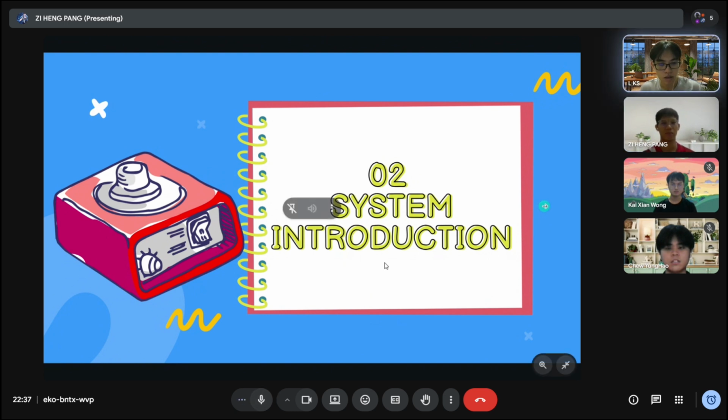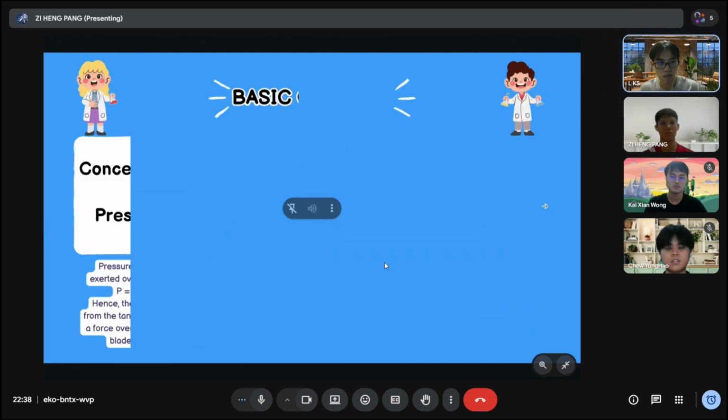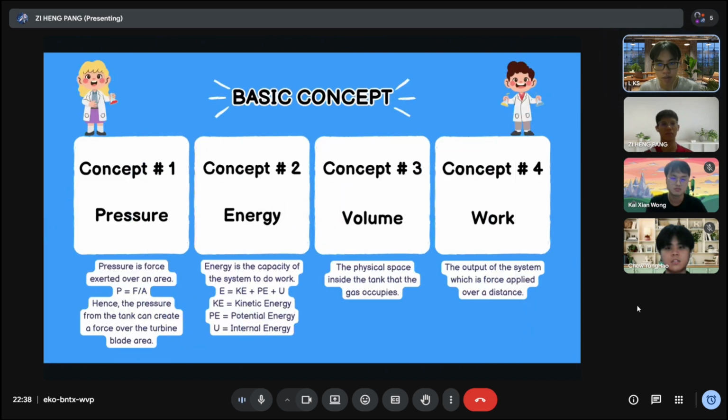Next, system introduction. So there are four basic concepts. The first concept is pressure. Pressure is a force exerted over an area, which is P equals F over A. Hence, the pressure from the tank can create a force over the turbine blade area.